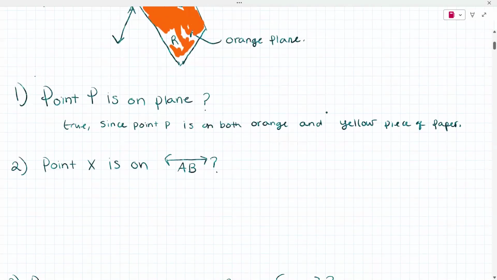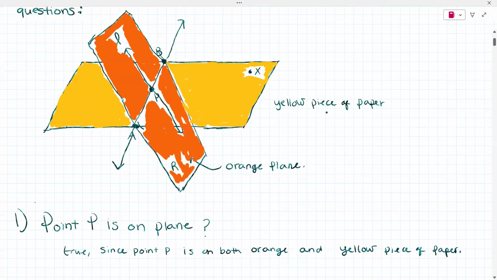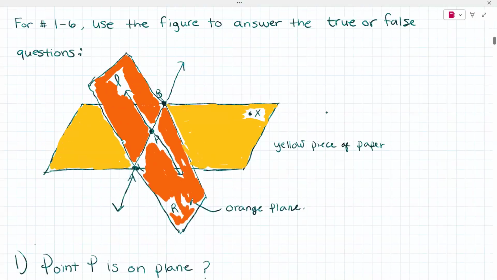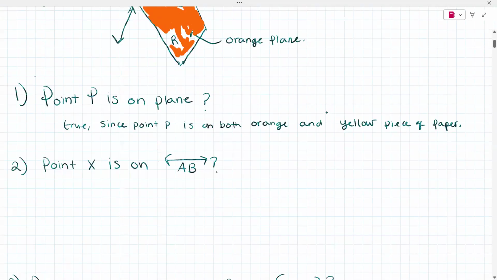Okay, number 2, point X is on line segment AB. So where is point X on the plane? No, right? Here's X. It's on the yellow. Is it anywhere on the line segment AB? I mean, ray AB? No. Ray AB is right here. Point X is right there, so it's going to be false.